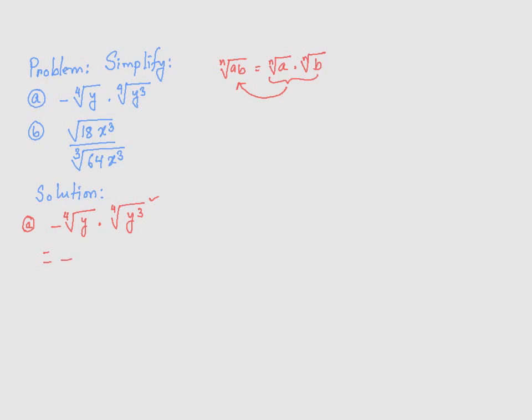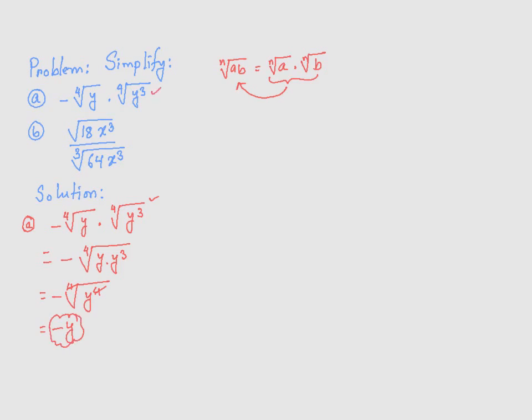I get negative in front of everything, 4th root of y times y cube, which is the same as negative 4th root of y times y cube, which is y to the power 4. Now 4th root and 4th power are going to cancel each other out. That's going to give you just y, and the negative in front of it should give you just negative y, and that should be your answer to this one.